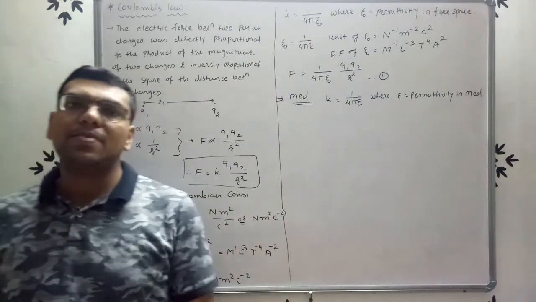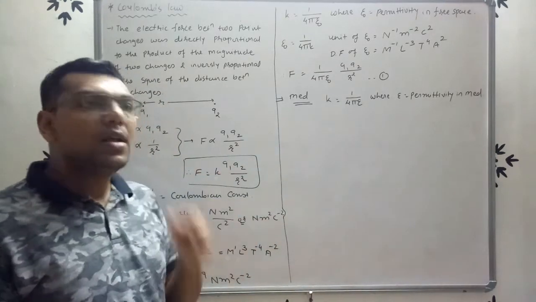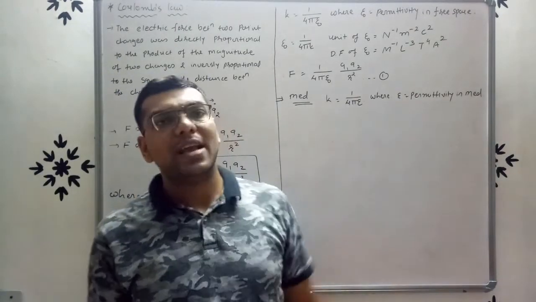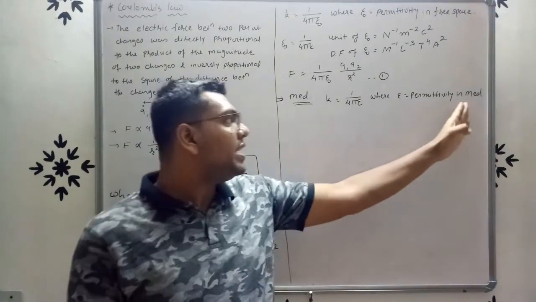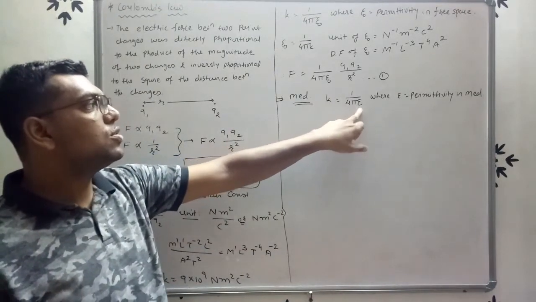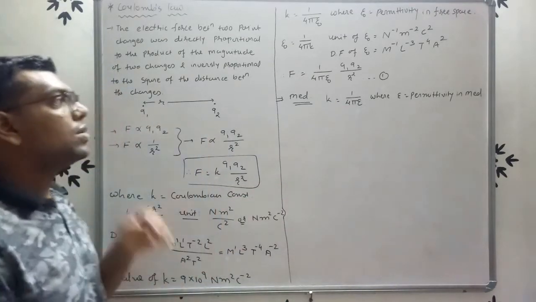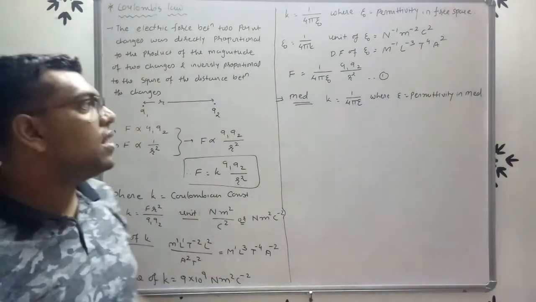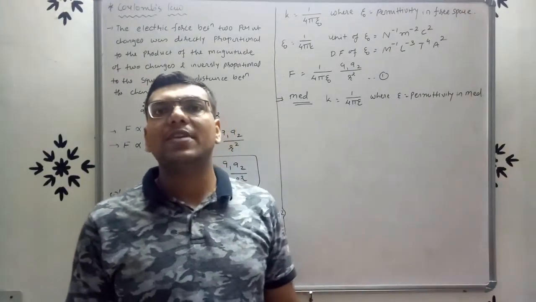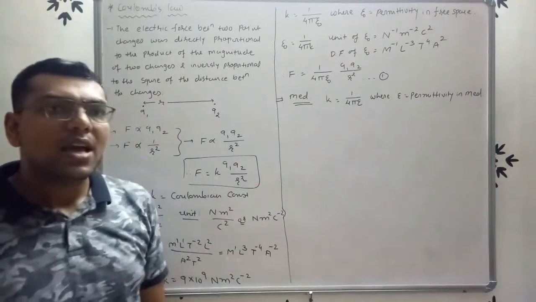So if there is a medium, then k is equal to 1 by 4 pi epsilon. Now if you want to find out the unit and dimensional formula of permittivity in a medium, simply formulate epsilon. So you get epsilon equals 1 by 4 pi k. So the unit and dimensional formula of epsilon, the permittivity in any medium, is same as the permittivity in free space, right.